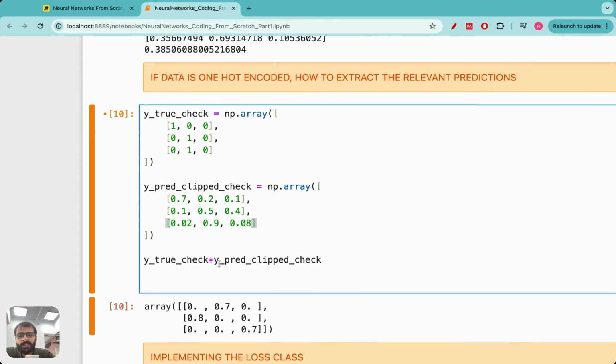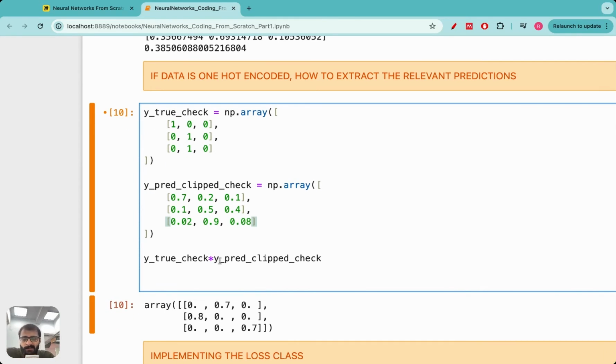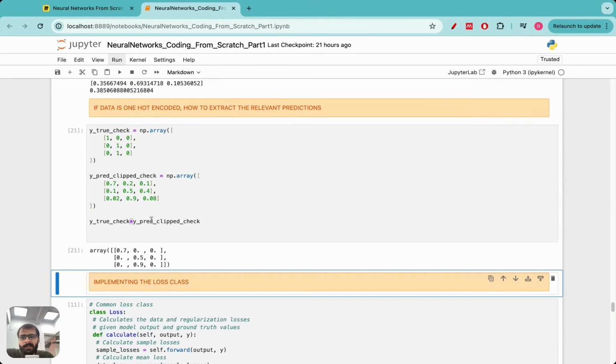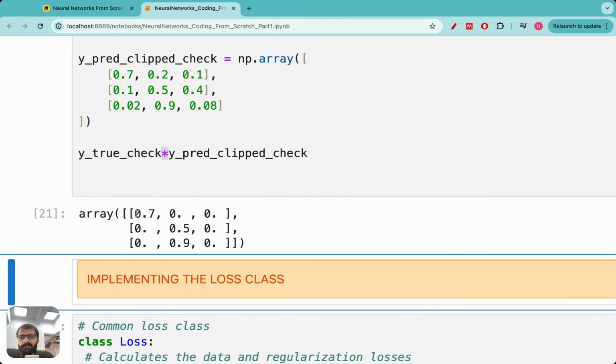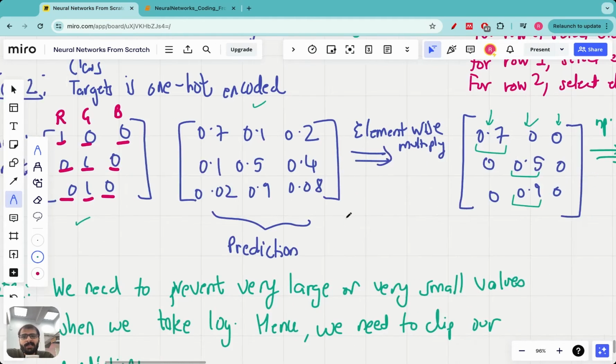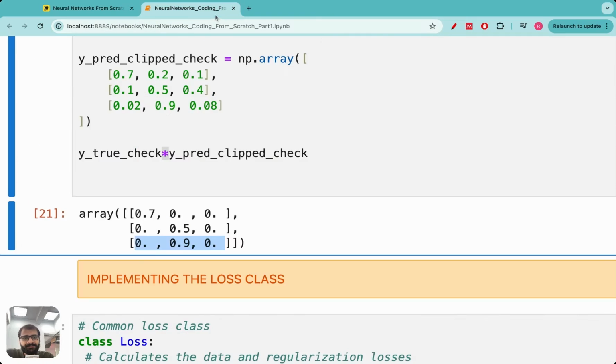Now, the first thing I am going to show you is an element wise multiplication. Remember, if we use np dot dot, then it does a matrix multiplication. But if you just use a multiplication sign, Python will do an element wise multiplication. So if you run this, you will get 0.7 in the first row, all other entries will be 0, 0.5 in the second row, all other entries will be 0, and 0.9 in the third row, all other entries will be 0. Exactly like what we had written over here.